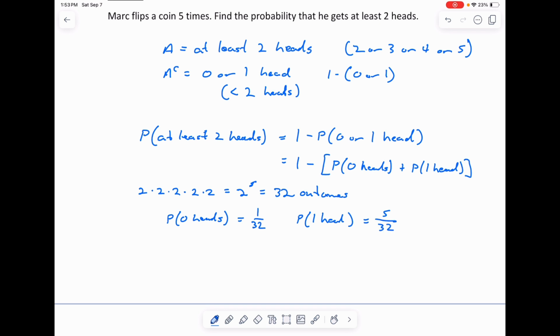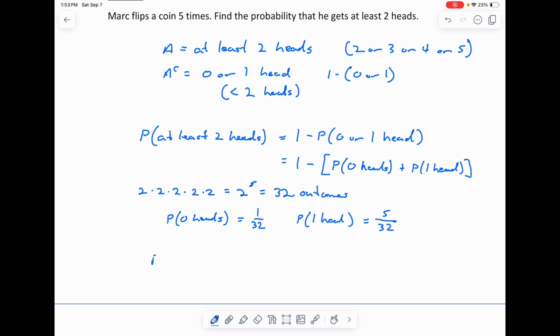Now, think about having to do this the other way. If we had done the probability of 2, 3, 4, or 5, you would have to figure out how many ways can you get 2 heads, how many ways can you get 3 heads, how many ways can you get 4 heads. 5 is obviously just 1. That would be a lot of work. Okay, so this is a much, much easier way.